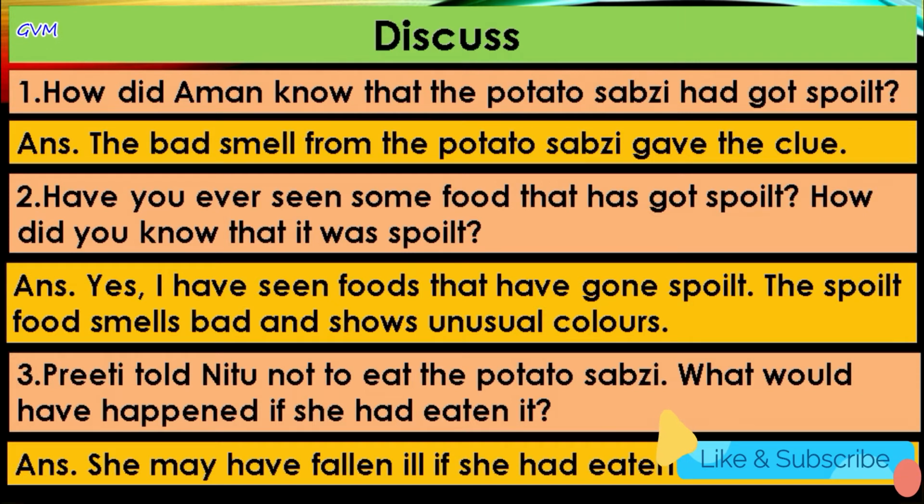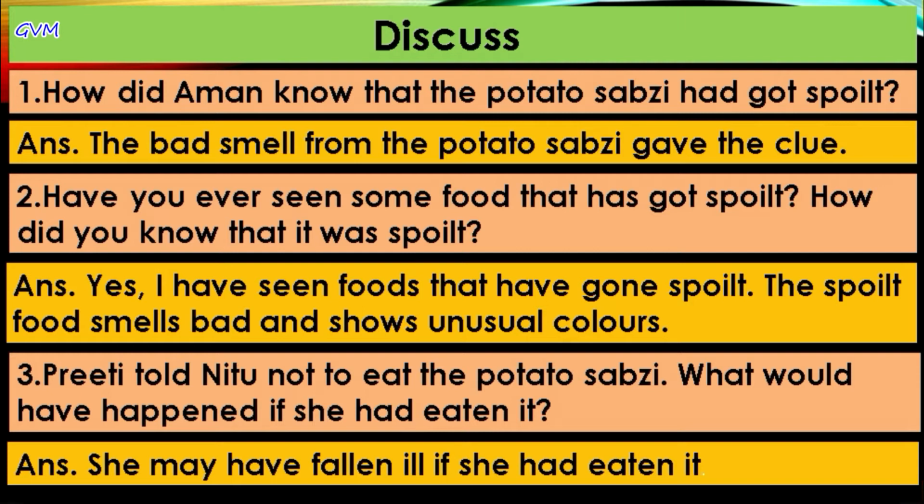Question number 2: have you ever seen some food that has got spoiled? How did you know that it was spoiled? Students, have you ever seen in your home or anywhere else that food has got spoiled? If yes, then you have to write down yes here. You also have to write down how you knew that. As I have seen foods that have gone spoiled, I have written yes here. In the same way, if you have also seen spoiled food, you can write yes, and with this you have to write that the food smells bad and shows unusual colors. That's why I came to know that the food had gone spoiled.